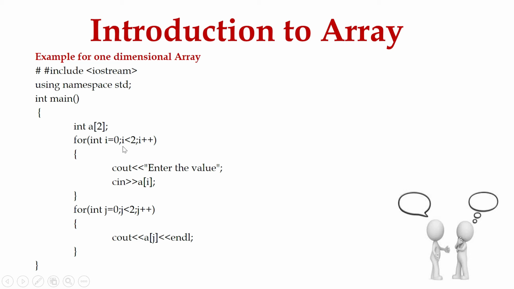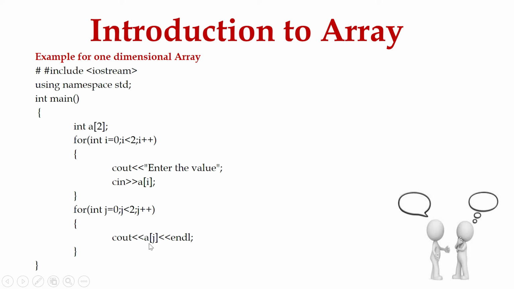So I'm going to print a message, cout, enter the value. Then the user will provide the value, which I'm going to store using cin of A of i. When i is 0, A of 0 will store one value, and when it is incremented to 1, A of 1 will store another value. Then I'm going to display the same by using a for loop: integer j equal to 0, j less than 2, j plus plus. Initially the j value is equal to 0 and the condition is true, so I'm going to display the value of A of 0, then it gets incremented, and it will print A of 1, and then 2.